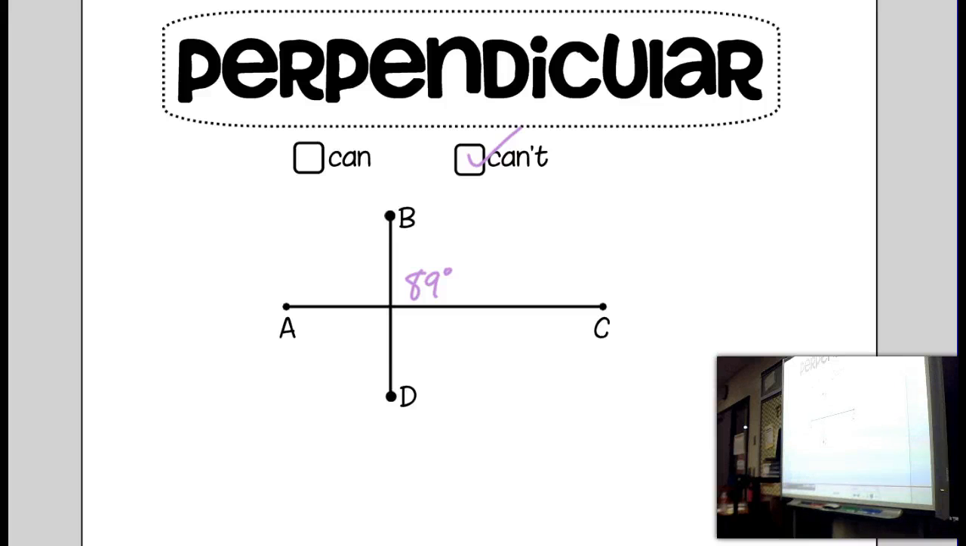And students love to just assume it's 90. Oh, that looks 90. I'll put 90 there. No, siree. Just because it looks 90, you can't put 90. You have to confirm. The problem has to tell you it's 90. All right, next one.